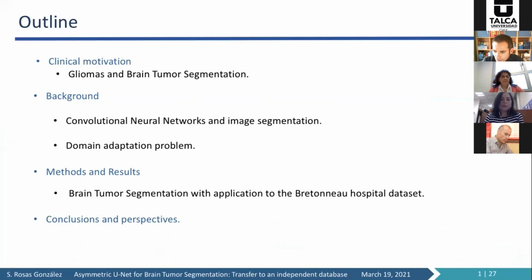The outline of this presentation is first a clinical motivation on gliomas, followed by the background in convolutional neural networks and domain adaptation problems. Then I'm going to present the methods and results of the brain tumor segmentation with an application to the Bretonneau Hospital dataset. And finally, the conclusions and perspectives are drawn.